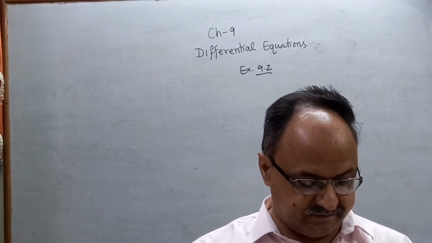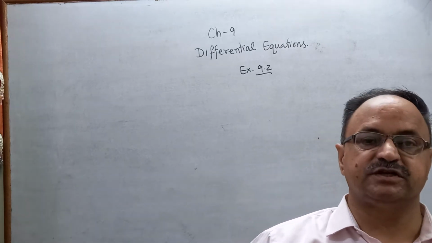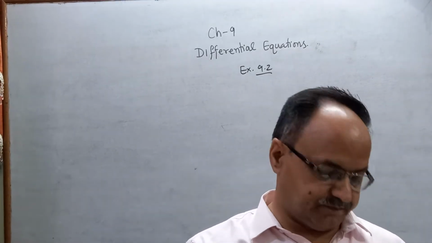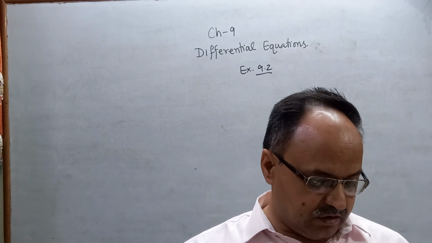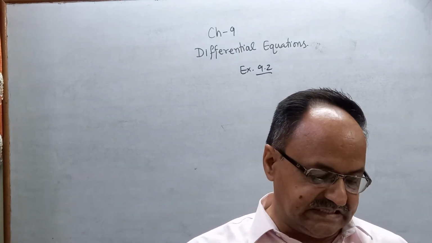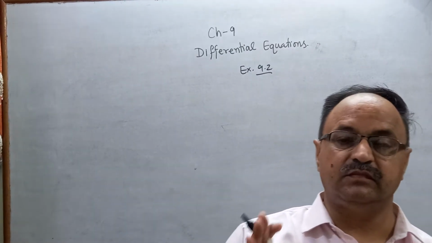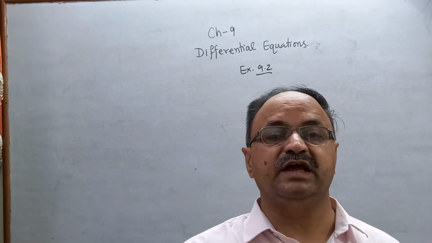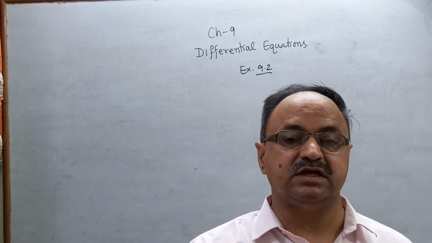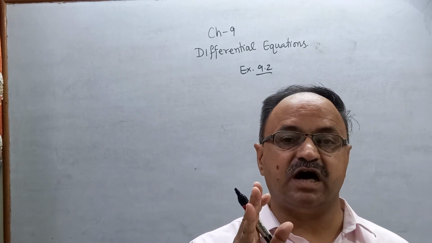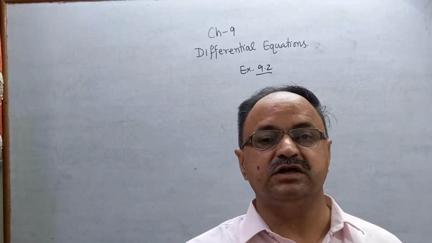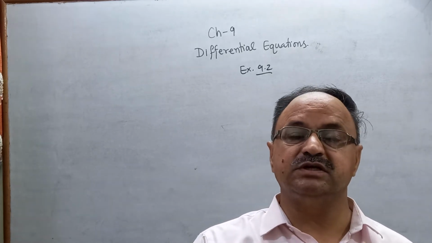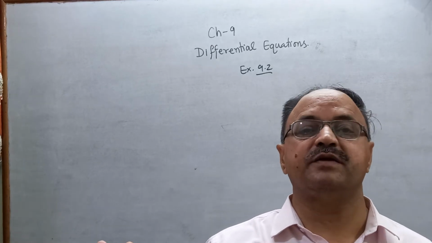You know that in this equation there are two solutions, general solution and particular solution. The solution which contains an arbitrary constant, arbitrary constant meaning A, B, C like this, plus C, is called the general solution of the differential equation. And the particular solution means the solution free from arbitrary constant.